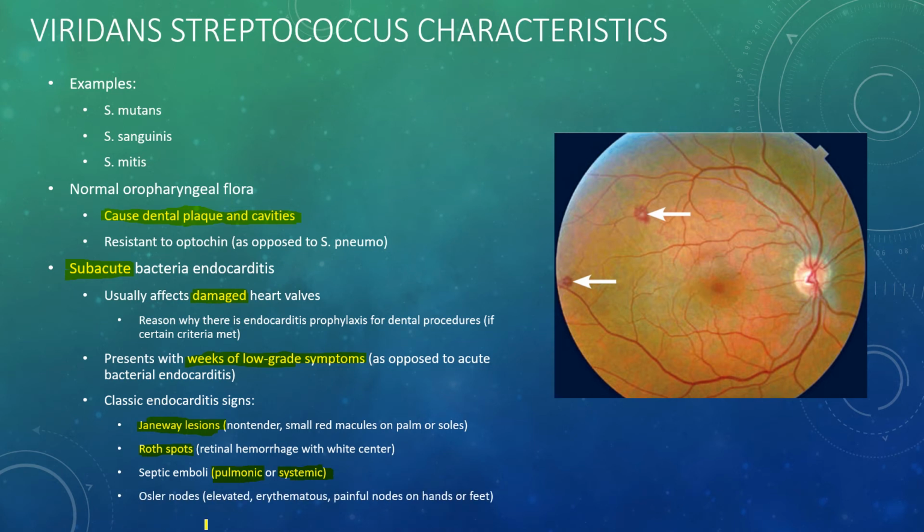Next, we have Osler nodes. What are Osler nodes? Osler nodes are painful elevated nodes on the hands and feet. So they're large nodes on the hands and feet that are painful and red, as opposed to Janeway lesions, which are flat and not painful. These are elevated and painful. This is all you need to know about Viridans streptococcus.